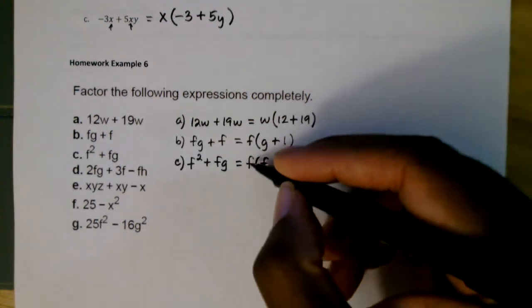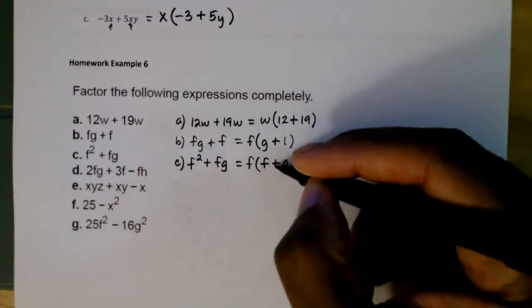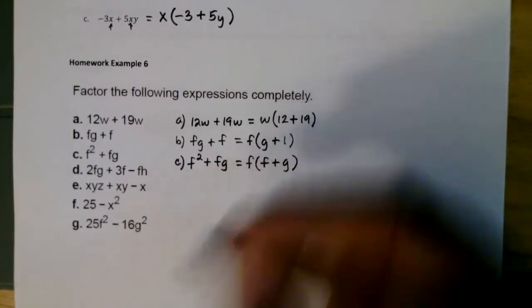And you can check this by doing f times f, which is f squared, then plus f times g, which will be fg.